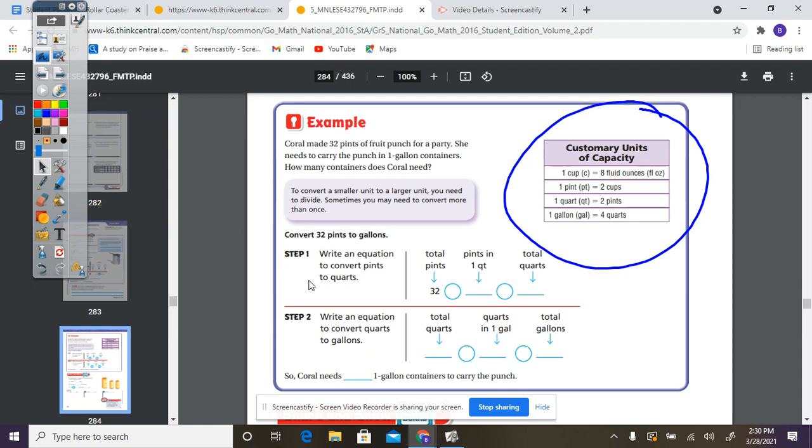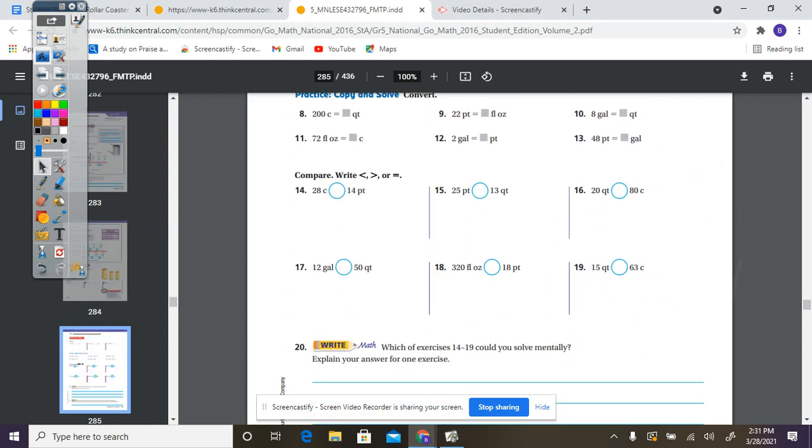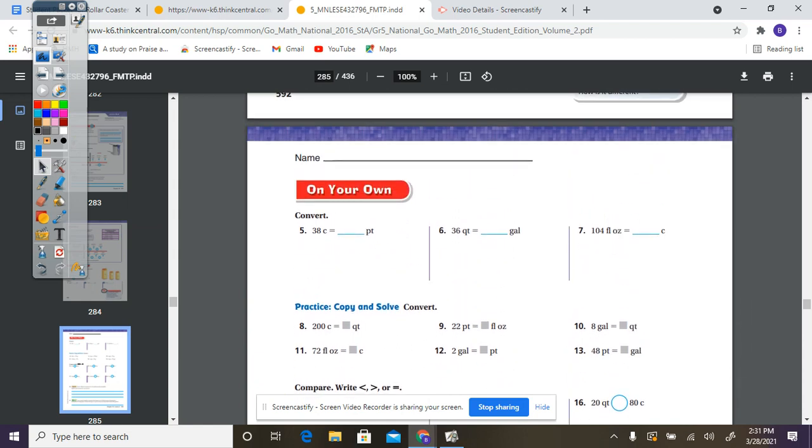So I am turning over to page 593. Let me clear this. If you have your Go Math book to follow along, this is page 593. We're going to look at a couple problems together because you have problems on 595 and 596 to complete later. So let's look at number 5. This is very similar to what we were just doing in customary length. It's actually pretty much the same. We're just using different conversions.